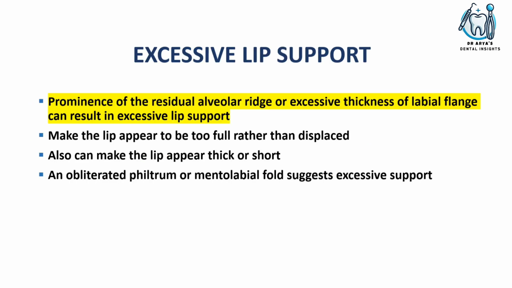Excessive lip support, with the prominence of the residual alveolar ridge or excessive thickness of the labial flange, can make the lip appear to be too full rather than displaced. It can also make the lip appear thick or short. An obliterated philtrum or mentolabial fold suggests excessive support.